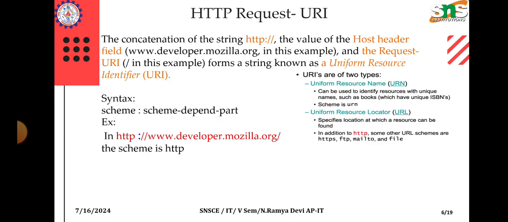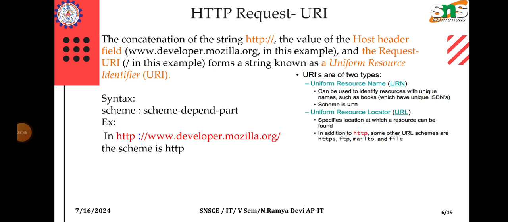And this is the HTTP request URI. The concatenation of the string http://, the value of the host header field and the request URI forms a string known as a uniform resource identifier, called a URI. There are two types of URIs: one is the uniform resource name, the other is the uniform resource locator.